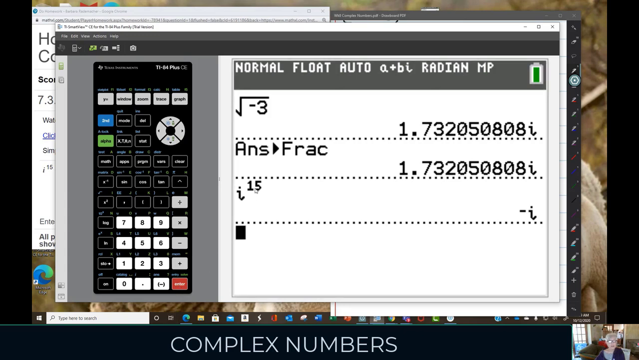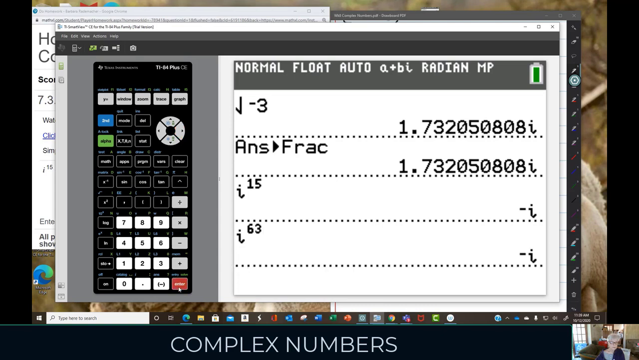But if the number there gets much larger, like i to the 63, it's doing it.